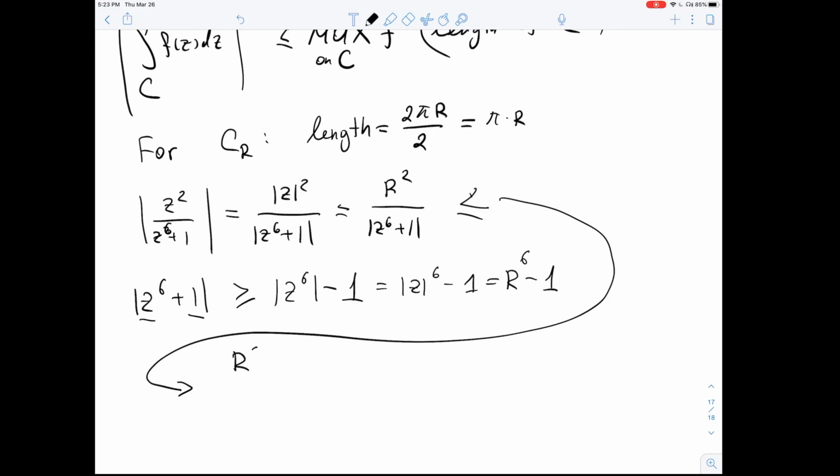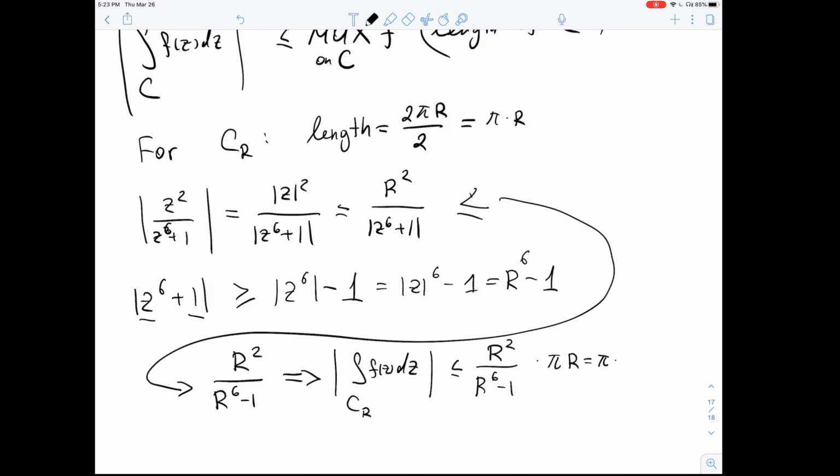So eventually, this fraction is less or equal than r squared times r to the sixth minus 1, which implies that the integral over C_r of f of z dz is less or equal than the maximal value of f, which is this, times the length of C, which is pi, so pi goes before the fraction, r cubed divided by r to the 6th minus 1. And this is a very small thing when r is huge. R to the 6th completely destroys r cubed.